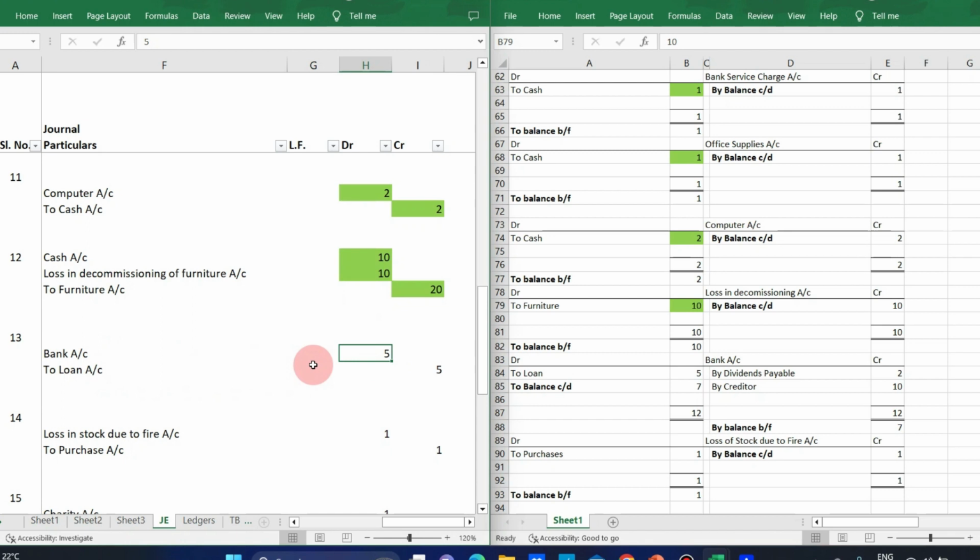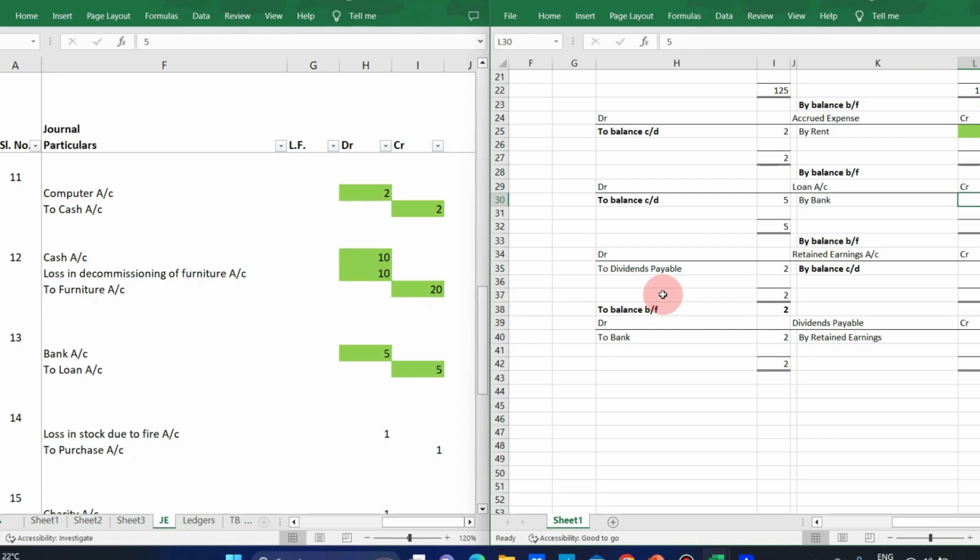Bank account debit to loan account. So bank gets debited against loan, loan gets credited. So let me find the bank account first. Here we have the bank account, bank is debited, and loan is getting credited against bank. So let me just mark it. Done with the 13th entry.